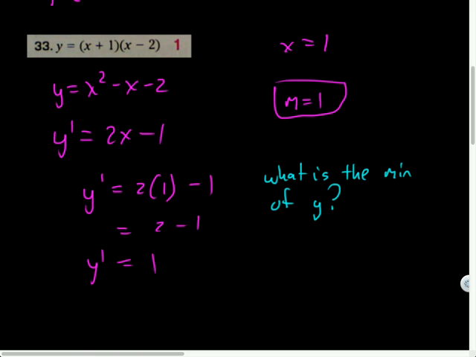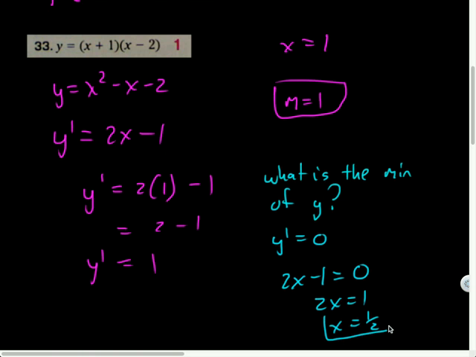How could I find the minimum value of this function? What's the slope of the tangent line at a critical point? At an extrema, 0. So what I could do is set y prime equal to 0. So when is 2x minus 1 equal to 0? So when is 2x equal to 1? When is x equal to a half?